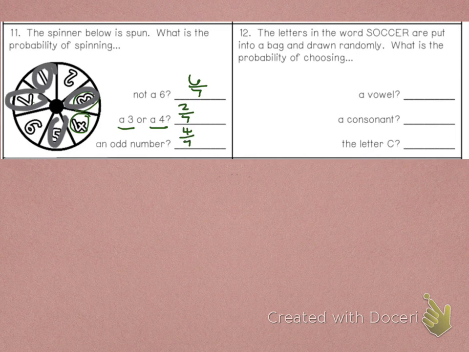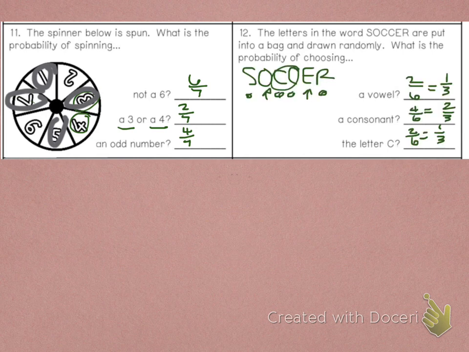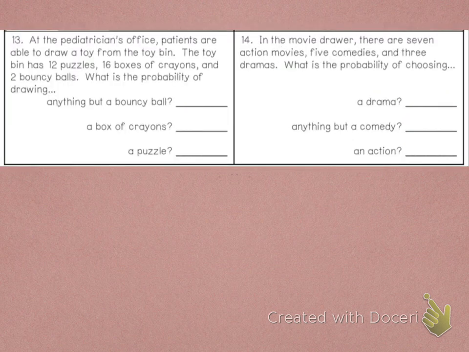Okay, go ahead and press pause and do 12 on your own, please. Okay, simplified, for the vowel, you should have gotten 1/3. For the consonant, you should have gotten 2/3. And for the letter C, 1/3. Okay, moving along to number 13.